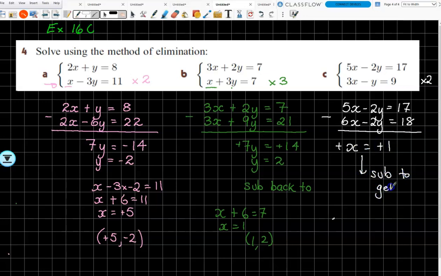Not going to do it. Remind me again when it was plus. If this was a plus 2y here, to eliminate, wouldn't you add them together? Because minus 2y plus 2y equals no y.